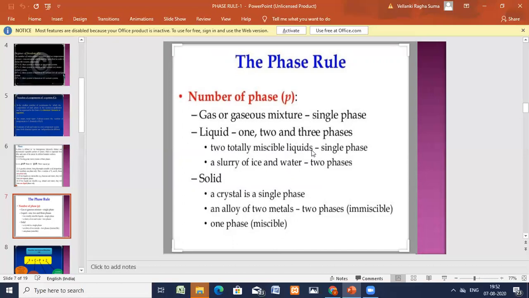A slurry of ice and water has the liquid and the solid, so it is 2 phases. A solid crystal is a single phase. An alloy with immiscible components has 2 phases; if miscible, 1 phase. If it is homogeneous, that is 1 phase. If it is not homogeneous, it depends: 2 phases or 3 phases.